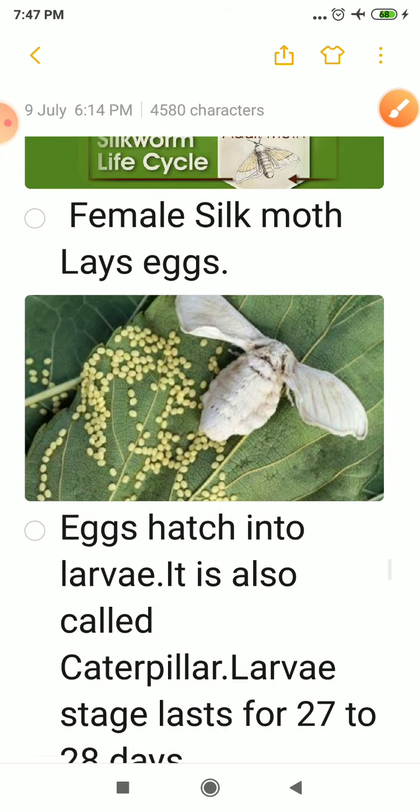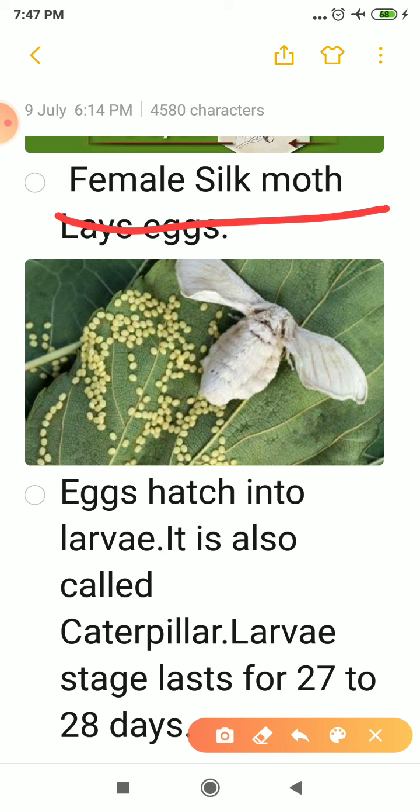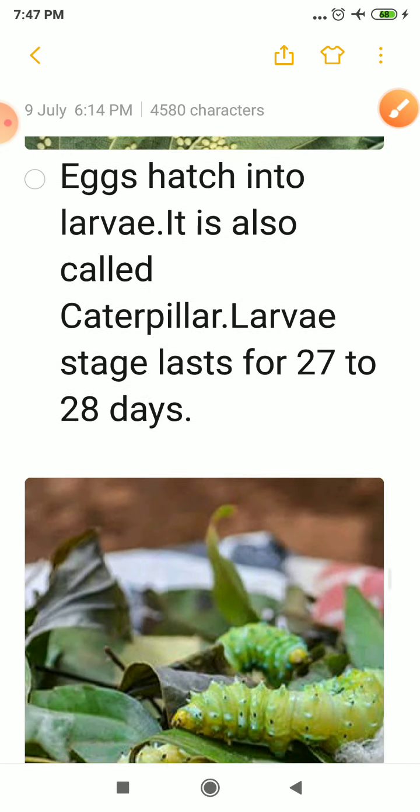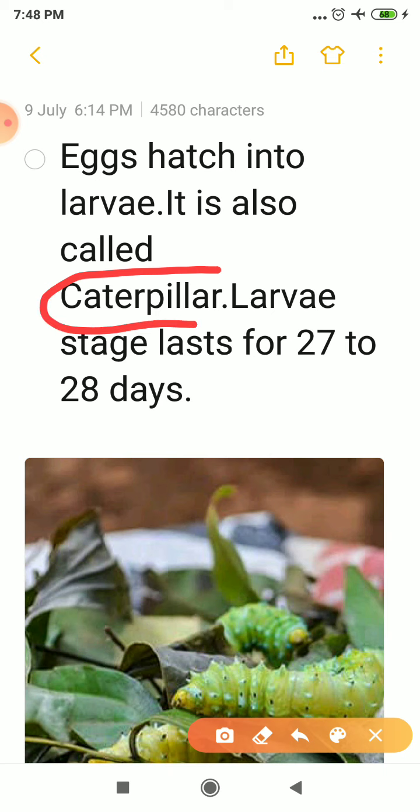In the first step, the female silk moth lays eggs. Here I have introduced pictures also for you. Your concept will be clear. In the first step, the silk moth lays eggs. In the second step, these eggs are hatched into larva. The larva is also called a caterpillar. The larva stage lasts for 27 to 28 days.